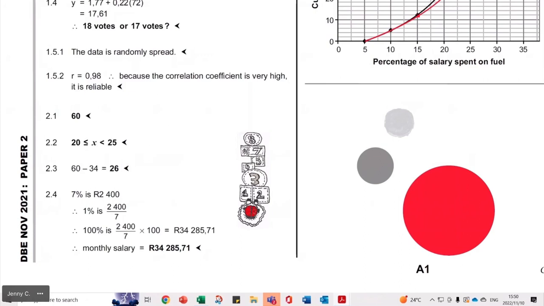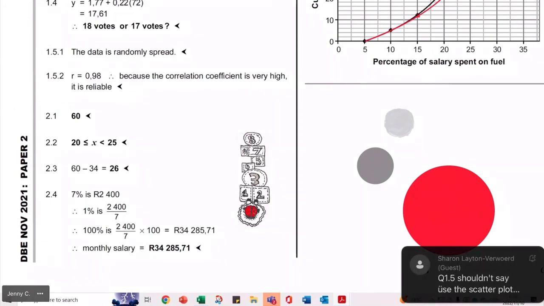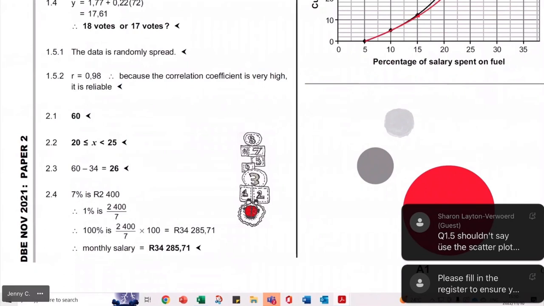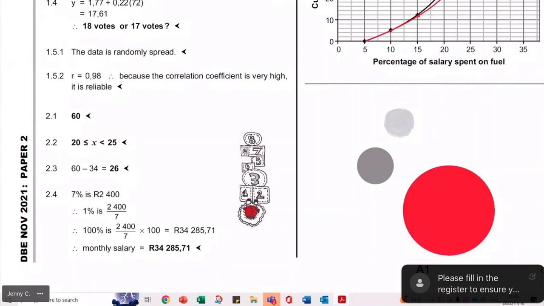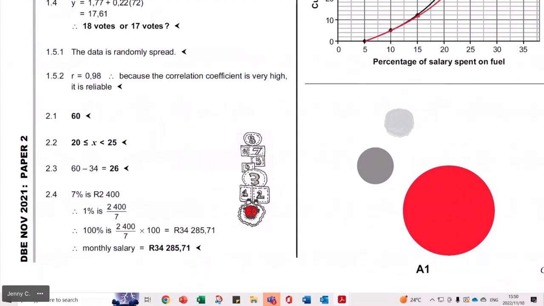Okay, so I think 2.1 to 2.4 is fairly straightforward. I would assume in 2.2 that they will accept wherever you put the boundary, whether you include the 20 or the 25. I remember a few years ago they didn't worry about it. All they were interested in was, did the learner take the 20 and the 25?